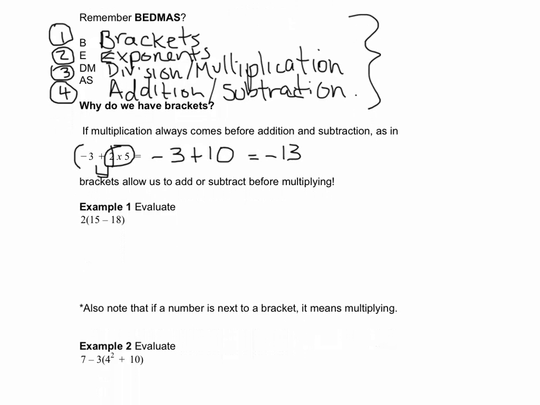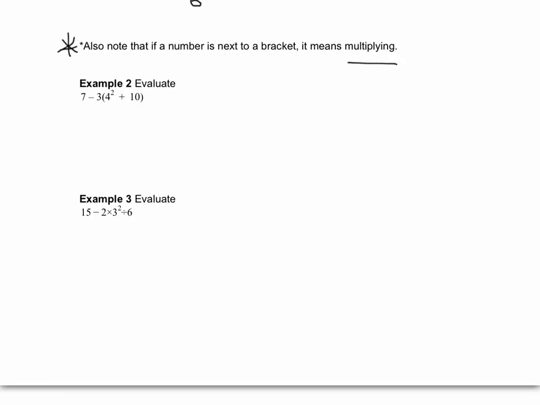Let's run through several examples now to see how to apply BEDMAS to various situations. Our first example, we've got 2 times (15 minus 18). Now remember, we're going to do inside our brackets first. So this will become 2 times, 15 minus 18 is -3. And then we're going to do 2 times -3, and that would give us -6. Keep in mind that if you've got a number like this 2 that's written next to a bracket, it means that we're multiplying.